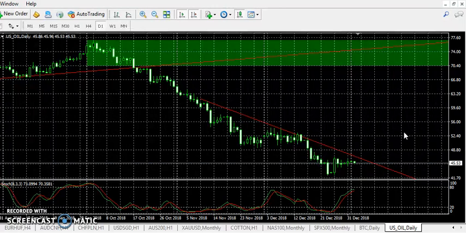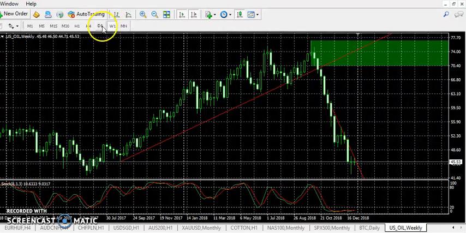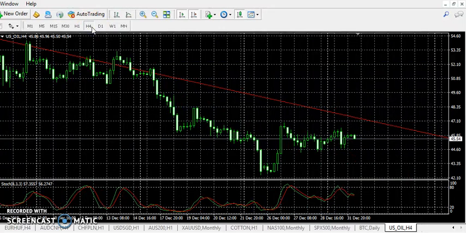The daily is in a downtrend, the weekly is in a downtrend, and the monthly is in a downtrend as well, with larger time frame supply in control, with new supply created within larger time frame supply on the monthly. So the monthly is in a downtrend, and the weekly is in a downtrend, and the daily is also in a downtrend. So let's take a look at the 4 hour and see what we have.